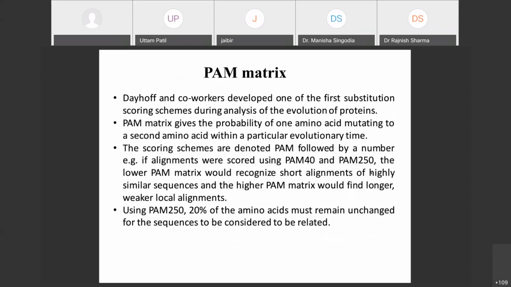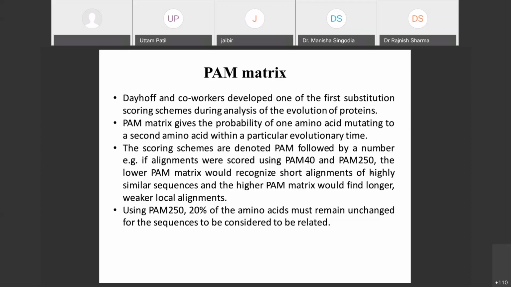So there are two major strategies, which are called the PAM and the BLOSUM matrix. The first is the PAM matrix, or percentage amino acid mutation matrix. This was developed by Dayhoff and co-workers, and it gives the probability of one amino acid mutating to a second amino acid within a particular evolutionary time. The scoring schemes are denoted PAM followed by a number, right? So the matrix would be PAM 40, PAM 240, and so on.